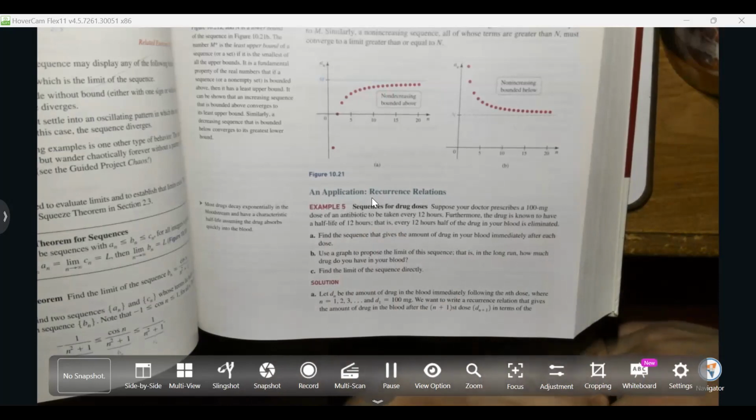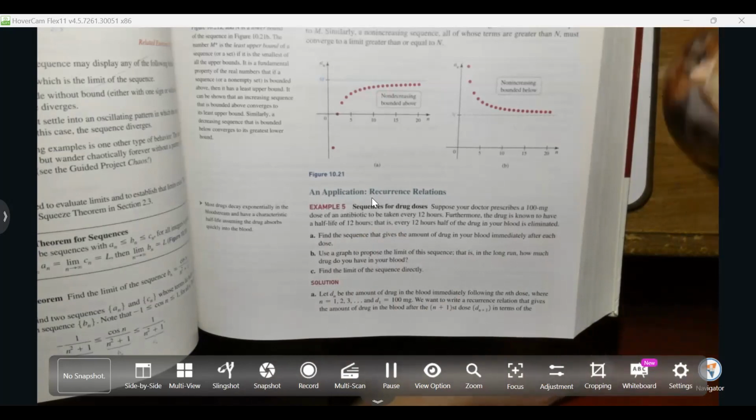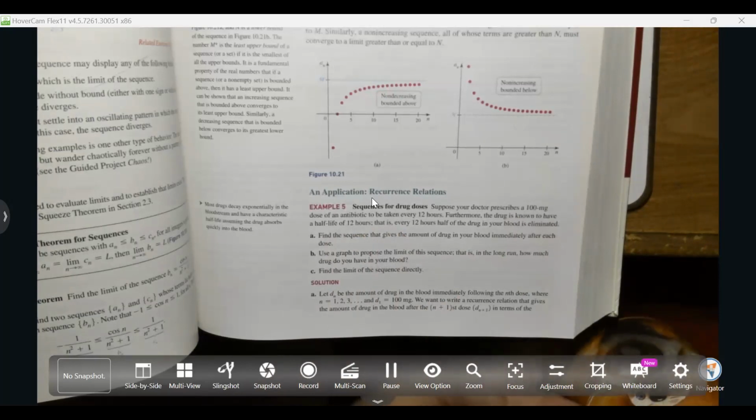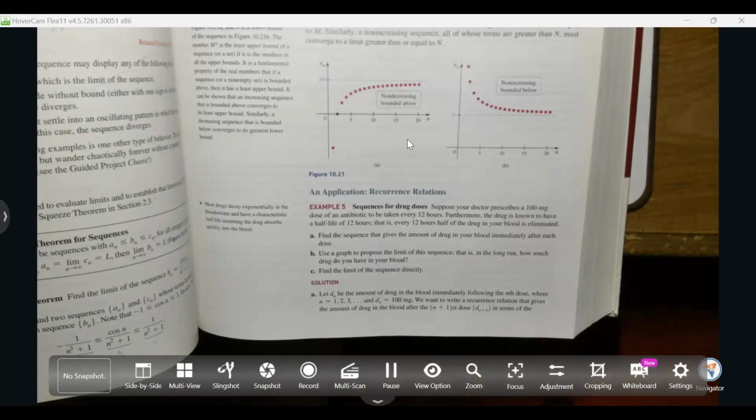So that is every 12 hours, half the drug in your blood is eliminated. And we want to do three things. We want to find the sequence that gives the amount of drug in your blood immediately after each dose, and then look at the graph of this to propose the limit of the sequence, which in the long run, how much drug do you need to have in your blood, and then find the limit of the sequence directly. So those are the three things we're going to do. We'll start with the first one, finding a recurrence relation for this.